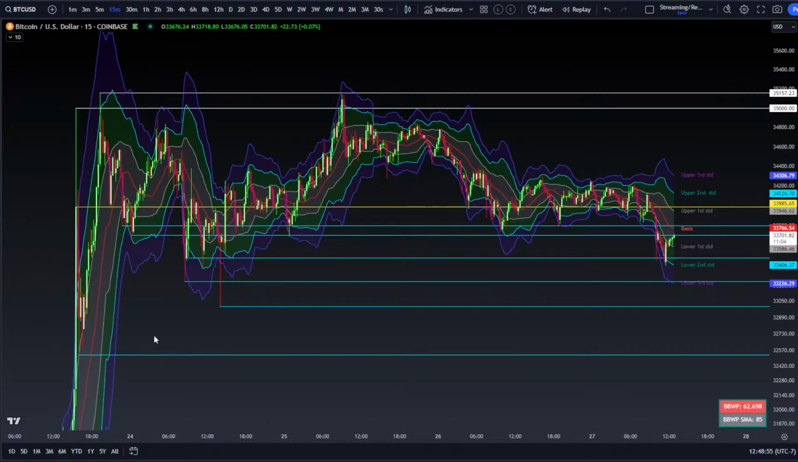And you're not looking for it to run to these specific areas. You're looking at these areas as areas of specific interest, right? And if price reaches that area, you're not looking for it to reject or continue. You are looking to see what happens. You're watching price, not predicting price.